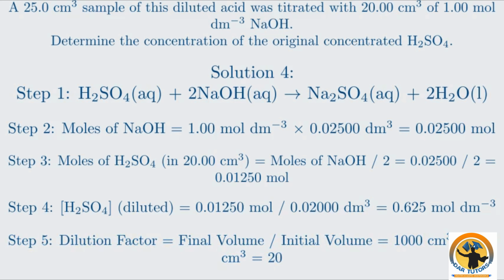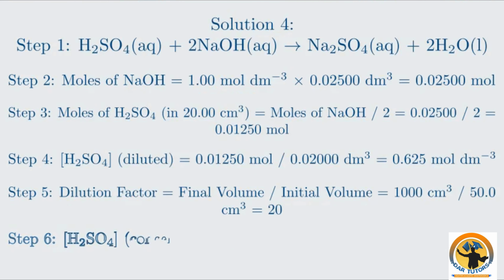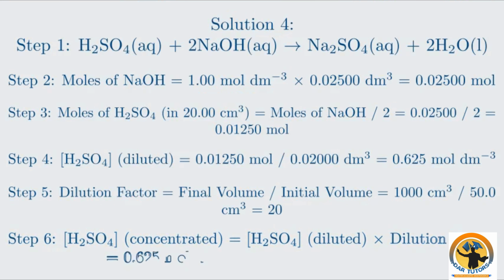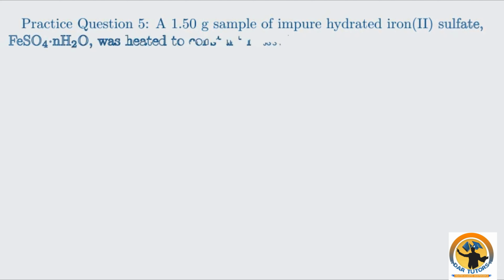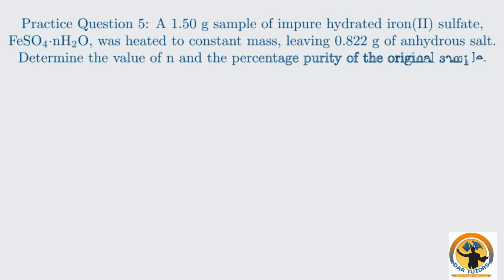Step 6. Calculate the concentration of the concentrated acid. We multiply the diluted concentration by the dilution factor. 0.625 times 20 gives our final answer, 12.5 mol/dm3. Here is our fifth and final practice question, which combines several concepts we've learned. First, we'll determine the value of N.